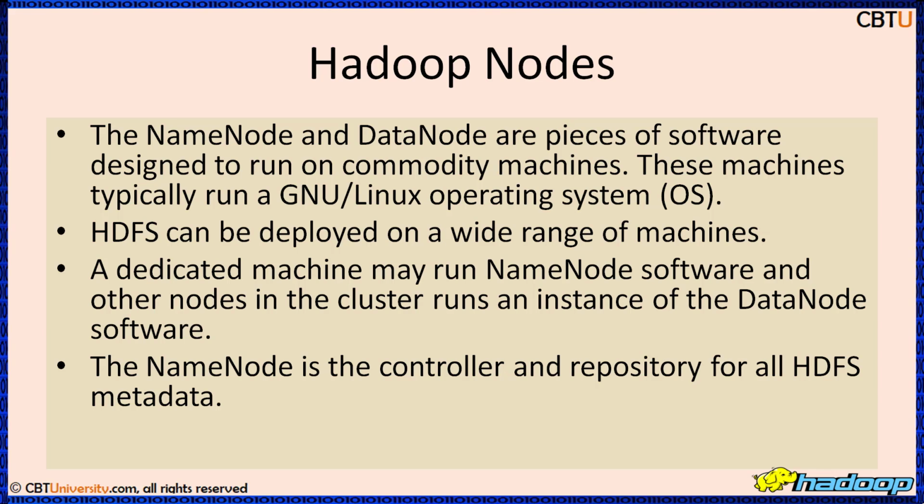A dedicated machine may run name node software and other nodes in the cluster may run an instance of the data node software. The name node is the controller and repository for all HDFS metadata. This system is designed in such a way that user data never flows through the name node.